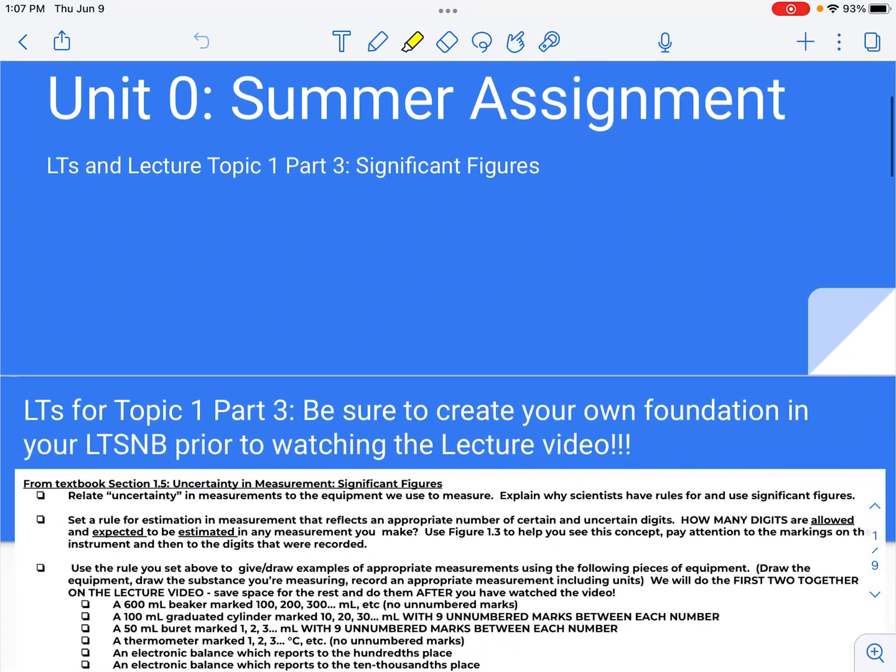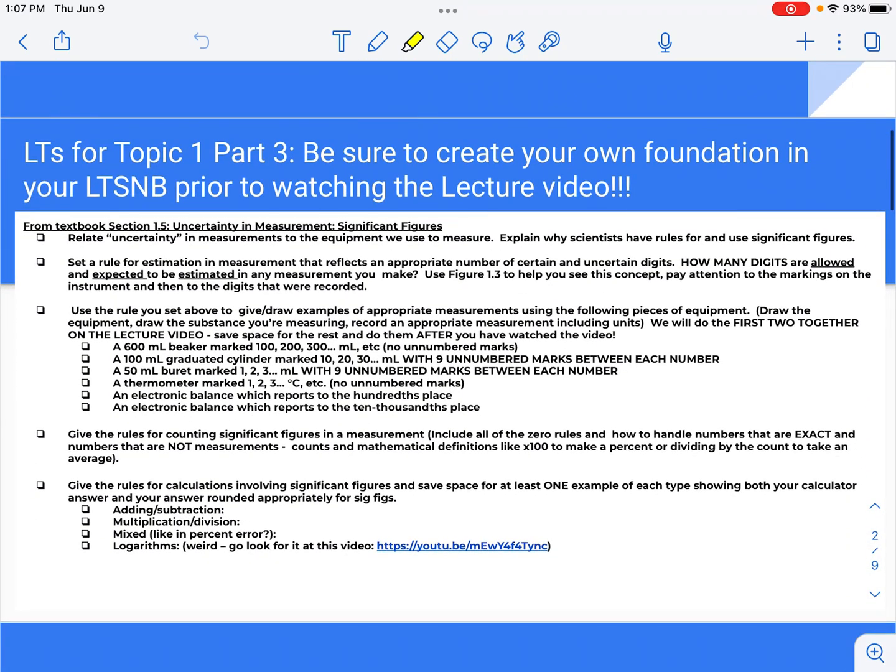Again, as usual, and this should be the pattern that you're forming, you should have completed already in your learning target notebook the learning targets related to this topic of significant figures, and you should have a good foundation. You should have hopefully left space because you're going to do some more drawing. I'm going to do the first 2 of these with you now, but then you should go back and draw some more, and you will have some practice problems related to this.